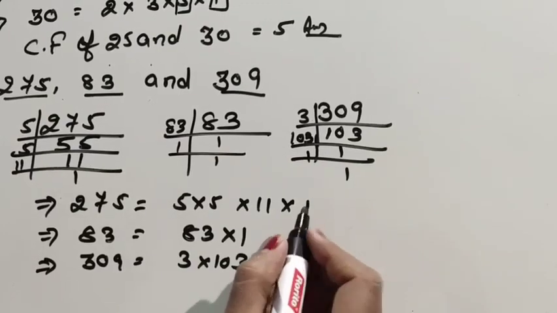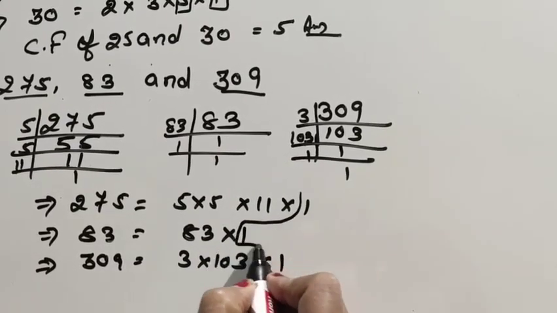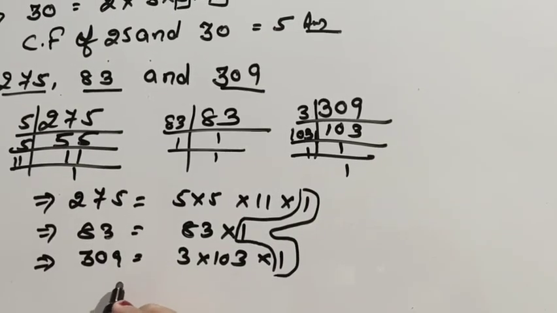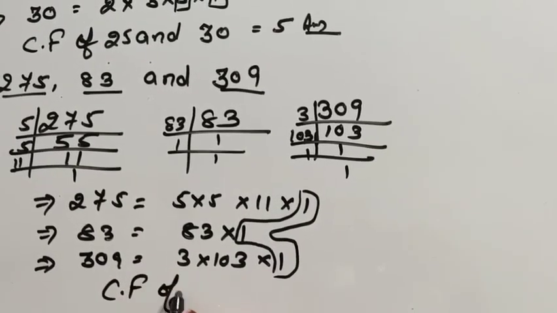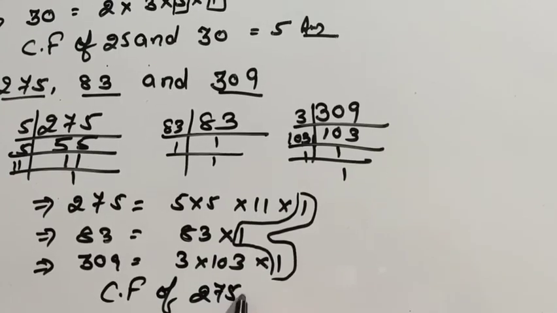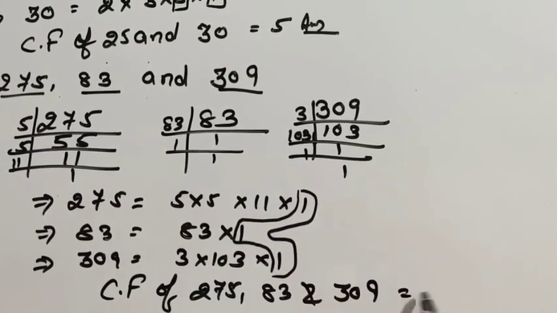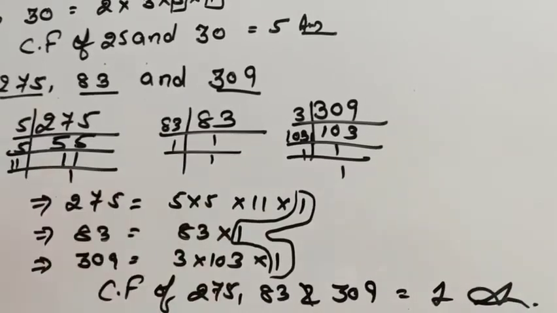We will find the common factor. So the common factor is 1. So your correct answer should be 1. You have to write common factor of 275, 83 and 309 is 1, this is your correct answer.